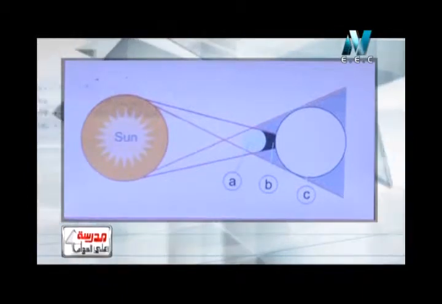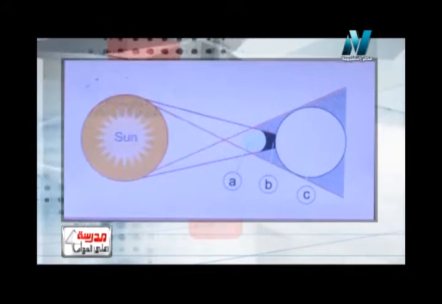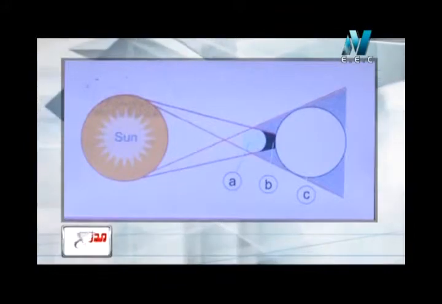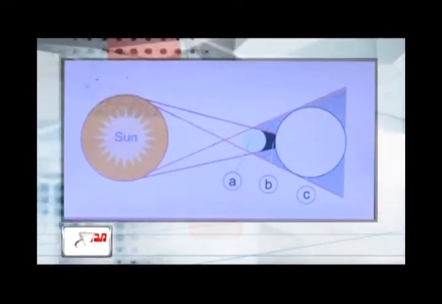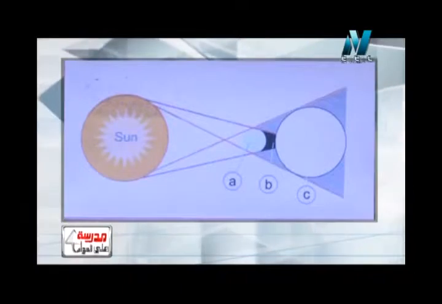Letter B is the area of umbra or shadow, and we know shadow is an area which has no light, an area of inner shadow where total solar eclipse occurs. And number 3 is the Earth. Again, letter A is the moon. Letter B is the area of shadow or umbra area. Letter C is the Earth.